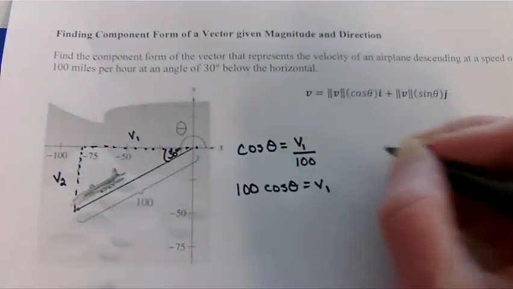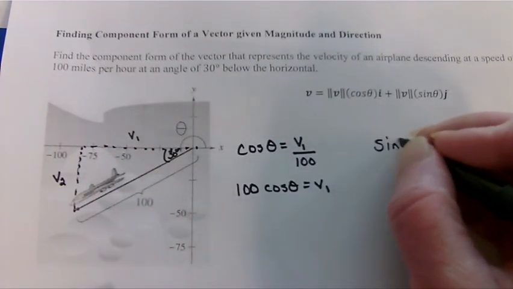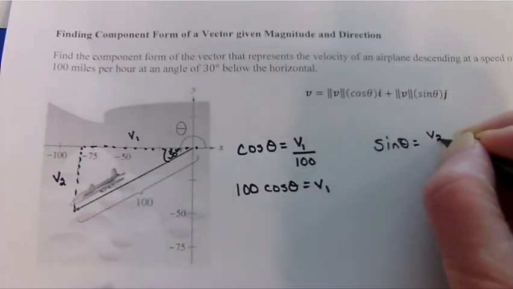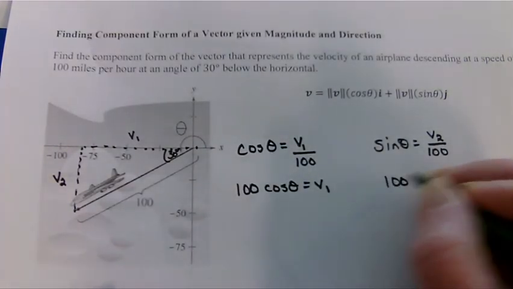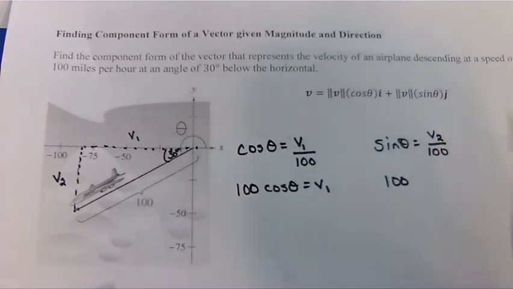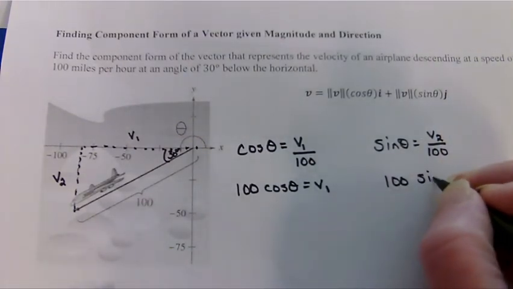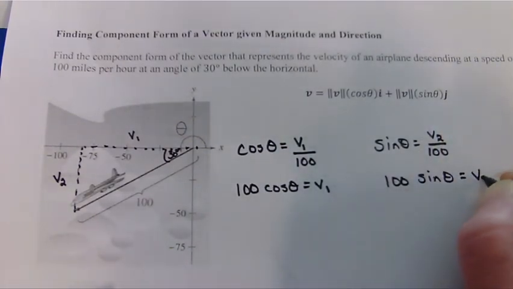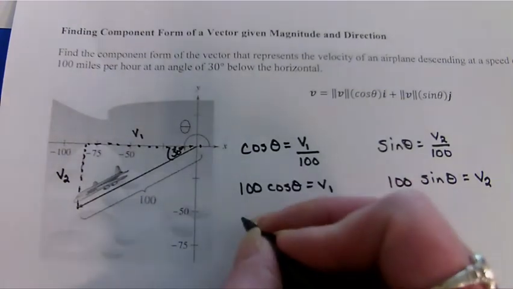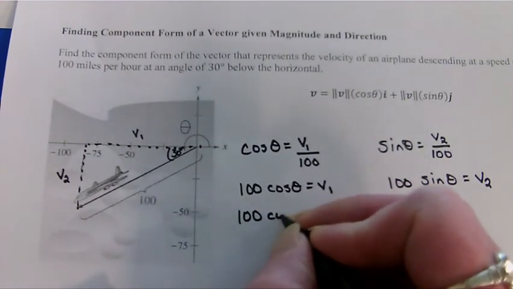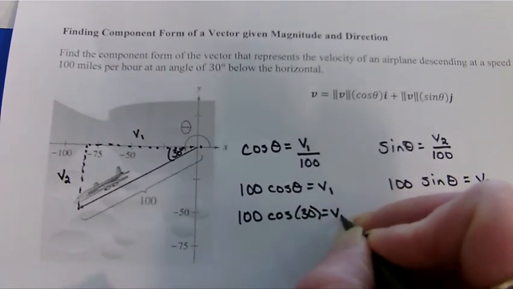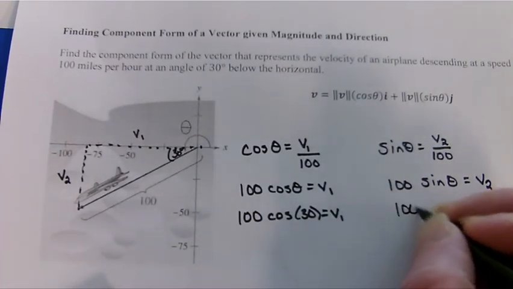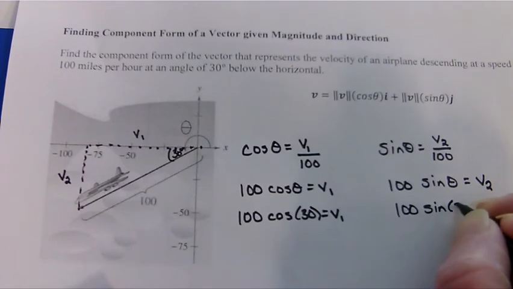To find the vertical distance, we would have to use sine. And lo and behold, it's going to be the magnitude times the sine of the angle. So 100 times the cosine of 30 and 100 times the sine of 30.